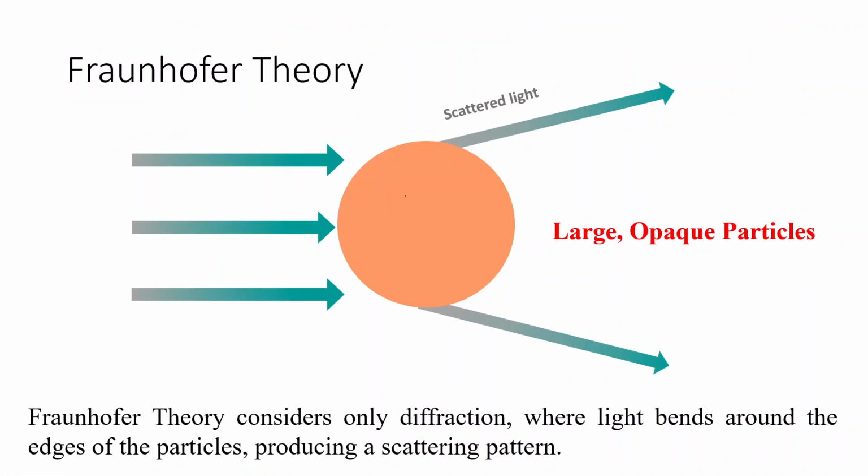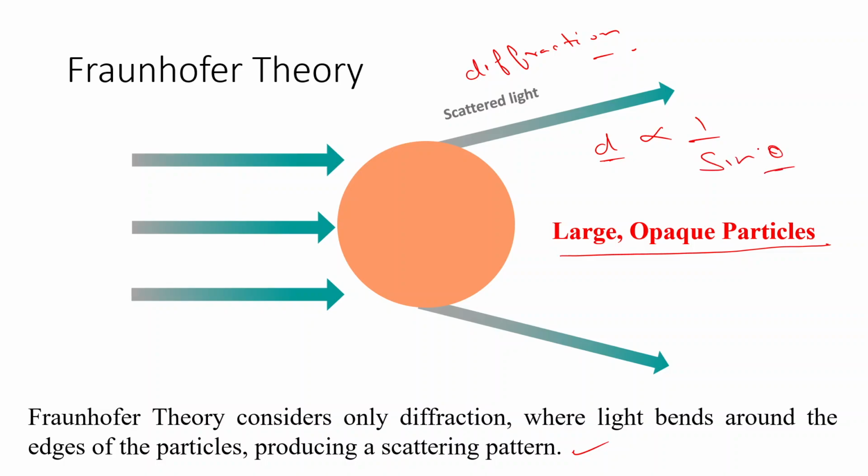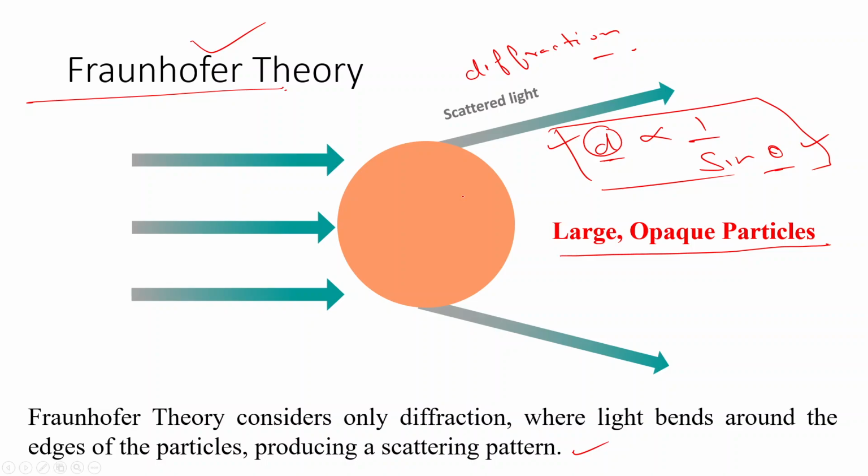Fraunhofer theory is applicable for large and opaque particles, and only diffraction is considered in this case, where light bends around the edges of the particle producing a scattering pattern. There is no complex equation, only that the size of the particle d is inversely proportional to sine theta. That is, the greater the scattering angle, the smaller the size, and the lesser the scattering angle, the greater the size. Simple relationship. No refractive index is required in this case. In Fraunhofer theory, no refractive index of the particle or the medium is involved, so it is simply applicable. But Fraunhofer theory is generally available for particles whose size is greater than 10 micron.